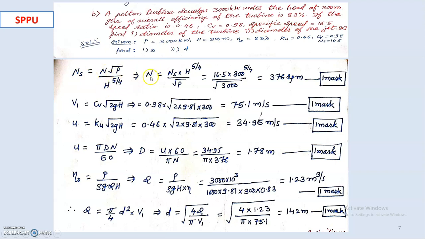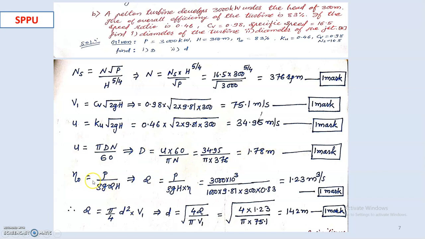From this we can find out value of N equal to 376 rpm, and we know formula for V1 is equal to Cv into under root of 2gH equal to 75.1 meter per second. Similarly for U equal to Ku into under root of 2gH, if I substitute the values I get 34.95 meter per second. And next we also know blade speed equal to pi D N by 60. From that I can get diameter of bucket as 1.78 meter.